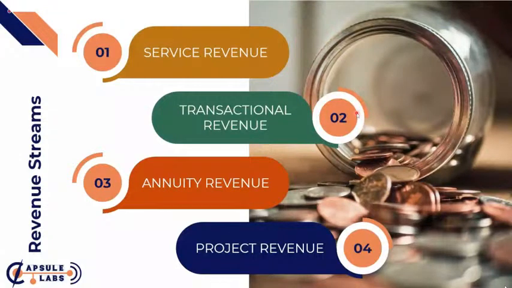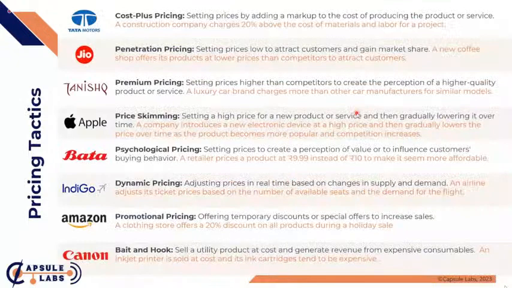And in there, you can have different pricing tactics. All of us know about psychological pricing by Bata, where all of their products end with 99 paise. You price something at 99 rupees and 99 paise instead of 100 rupees. Tanishq positions itself as a premium brand, therefore it has premium pricing to go with it. And Indigo has dynamic pricing, as do more or less all the airlines. Demand goes up, prices go up. If demand is not there, they sell seats at a discount.